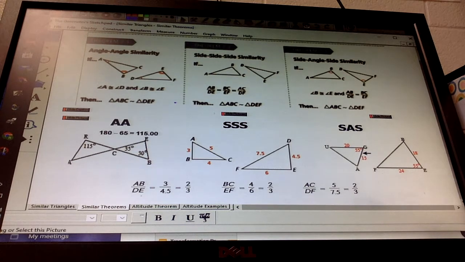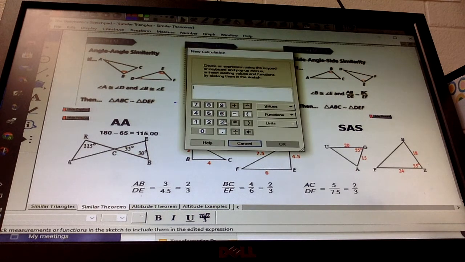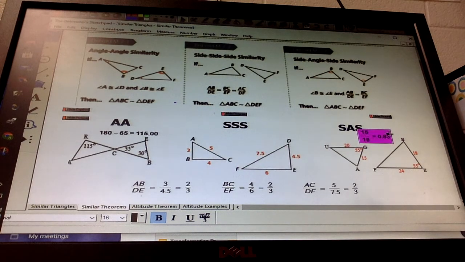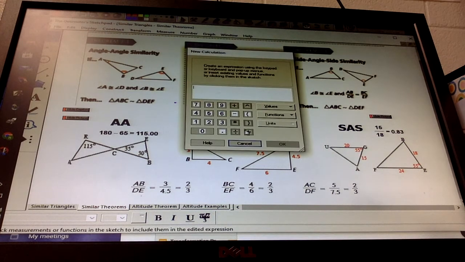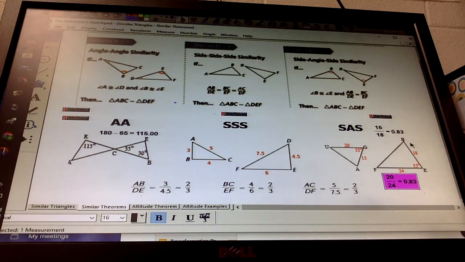15 is the smaller of the two. That would go with 18. So 15 over 18. And again, if you're good at fractions, you can just reduce that to 5 over 6. But if you'd rather just put it in a calculator, I get 0.83, which means 20 over 24 should match up. It better be 0.83, but again, if you're good at fractions, you can reduce that. That would also reduce to 5 over 6. But you see the two decimals are the same, so that means the sides are proportional. And that's a side angle side example.